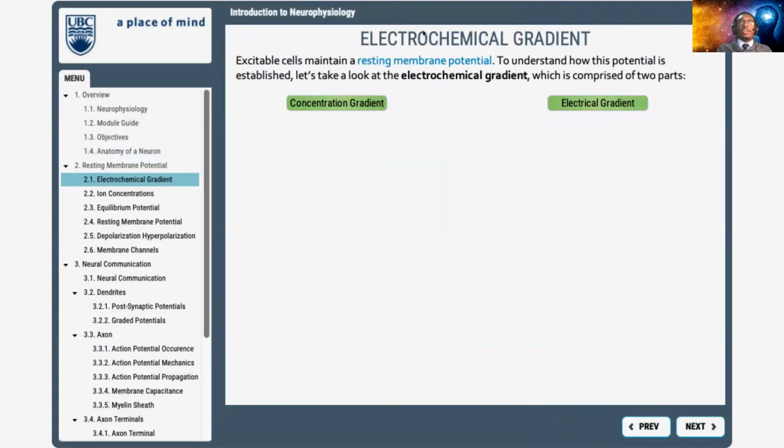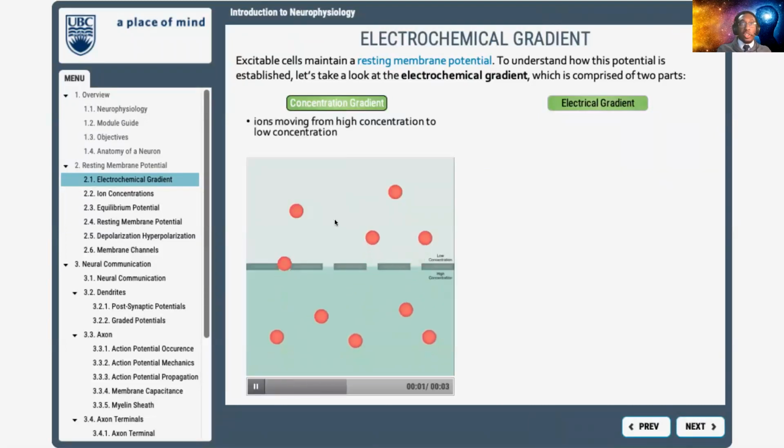To provide a more detailed demonstration of the concentration gradient and the electrical gradient: once again, with the concentration gradient, ions move from areas of high concentration to low concentration. So in this short video, these red ions, because they're so highly concentrated on the inside, move to the outside down their concentration gradient.